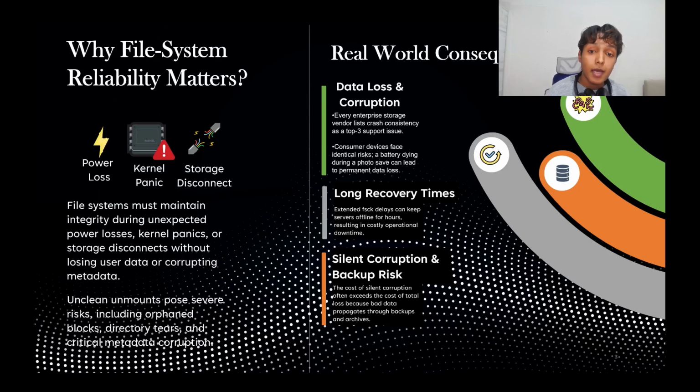And when that happens, the file system may be left in a half old or even half new state. So some metadata might be updated, some not. Blocks may be allocated but not referenced. Directories may point to files that no longer even exist.